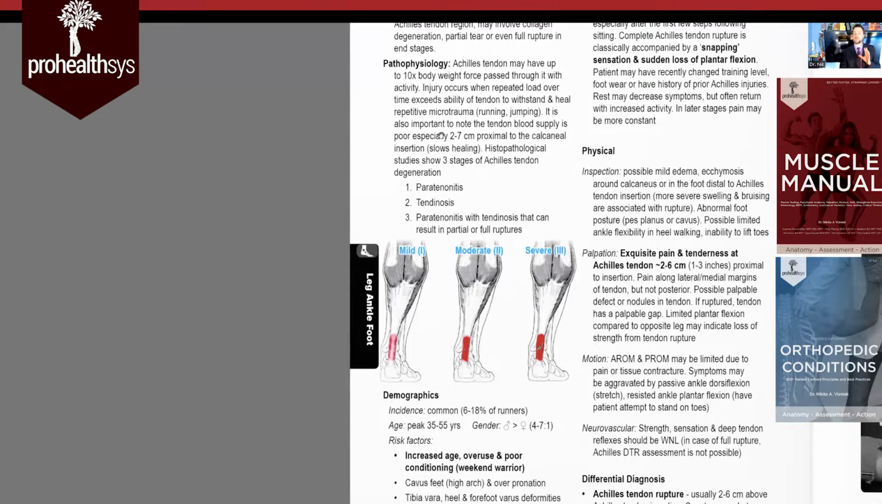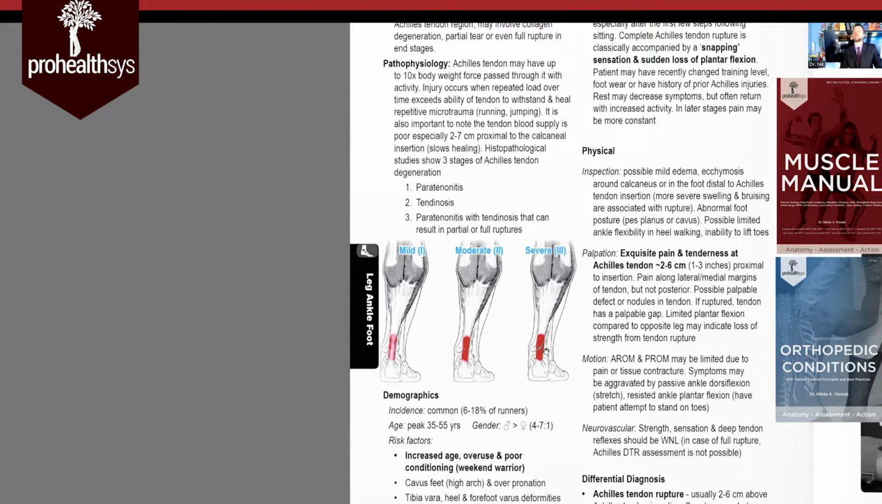Usually, we see an area of decreased vascularization in this tendon, approximately 2 to 7, 2 to 6, depending on who you read, centimeters above the calcaneus. And histopathological studies show the Achilles tendon degeneration goes through 3 main phases. A peritendinitis, or paratendinitis, I should say, so just kind of an irritation around the sheaths. A tendinosis, where it starts to see changes actually inside the tendons, and then both of those together with small micro tearing and more larger ruptures as you progress through the process.